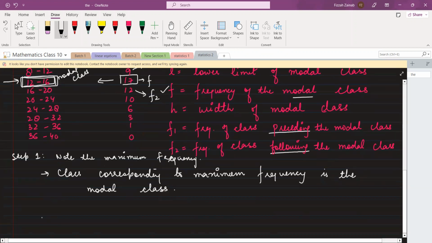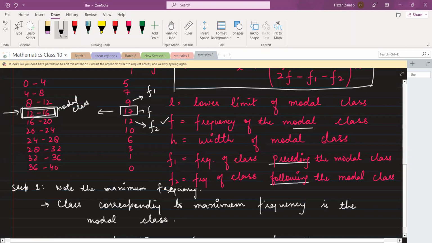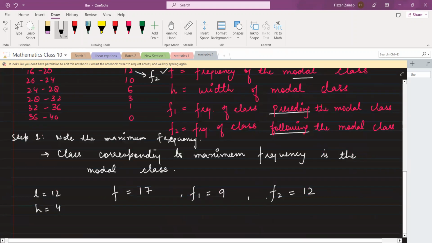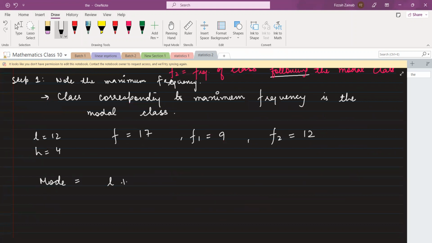So you note down everything. Now how much is L? L is 12. H is 4, right? Your F is how much? 17. Okay. F1 is equal to 9. F2 is equal to 12. Right? That's it? Okay. Now put everything in the formula. So mode is equal to L plus (F minus F1) divided by (2F minus F1 minus F2), multiplied by H.